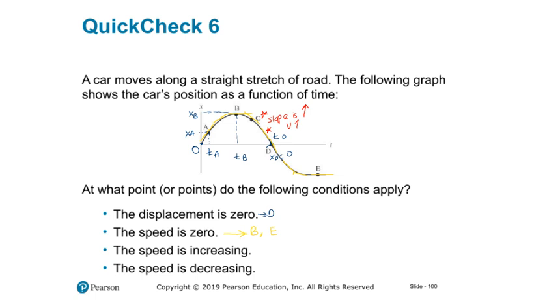Speed is increasing at C. If I look at the C point, let me get the red here. At here and a bit later, I see the steepness is increasing, the slope is increasing. I'm going to use this up arrow for increase, and that means velocity is also increasing, so C.